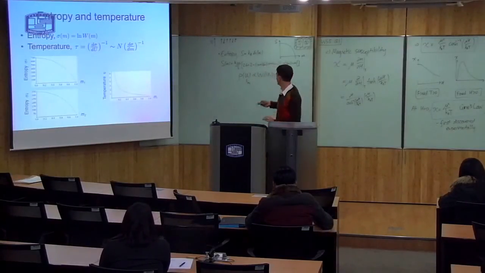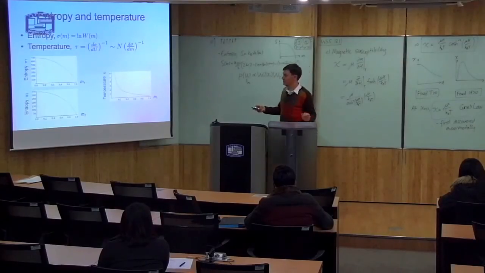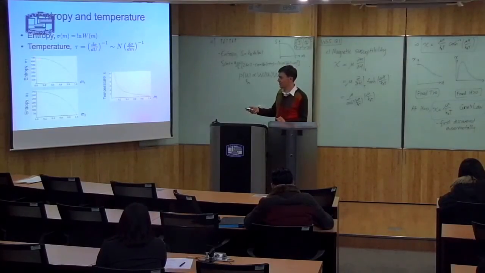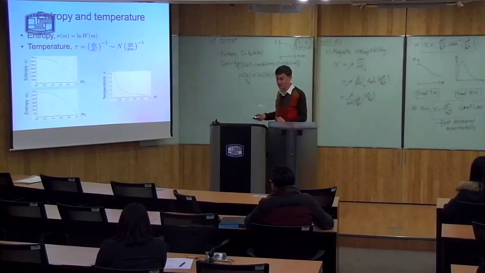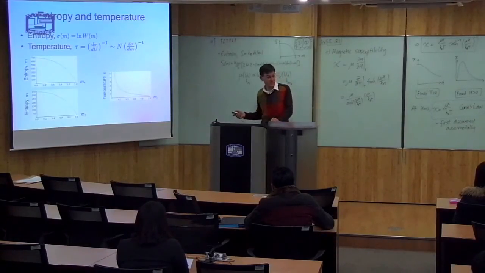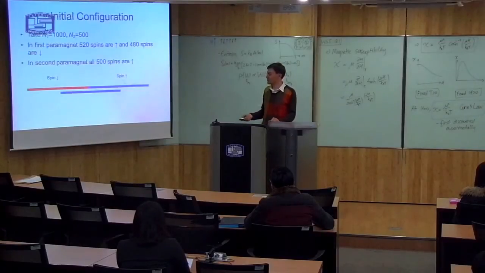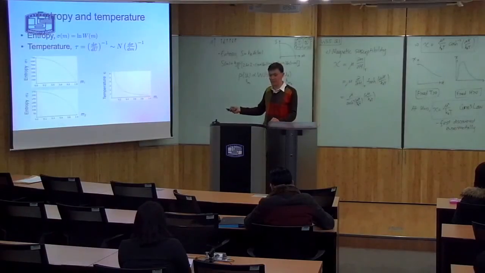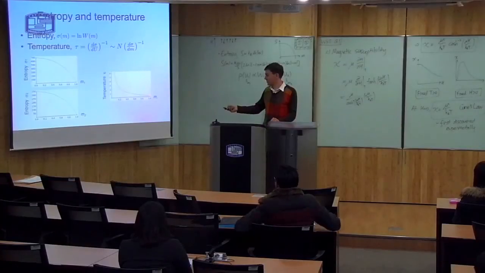These are the graphs which I've drawn on the board. The entropy looks like this. You have high entropy at low magnetization and low entropy at high magnetization. And the temperature looks like this. Low temperature at high magnetization and high temperature at low magnetization. So, if I go back to the initial state, this second paramagnet starts off with temperature 0, because it has magnetization 1, so it has temperature 0.